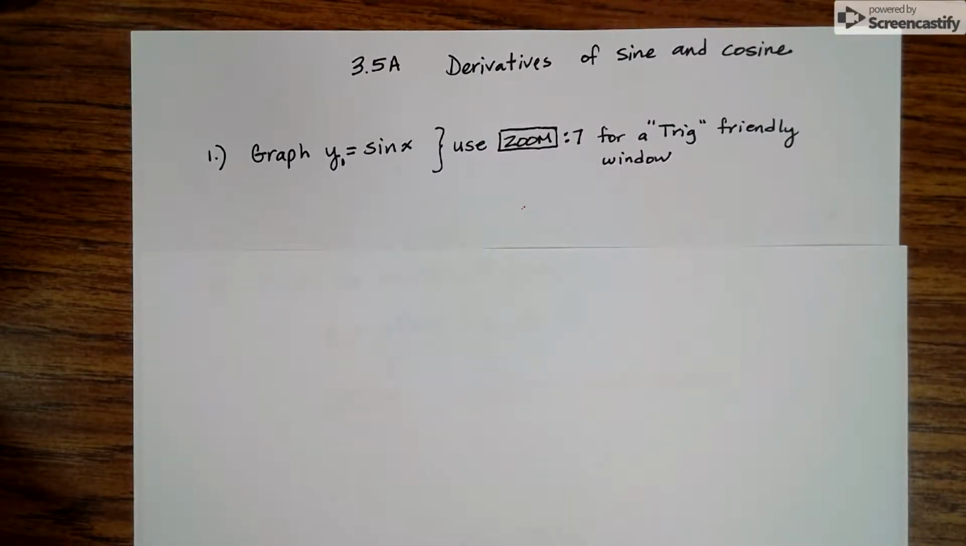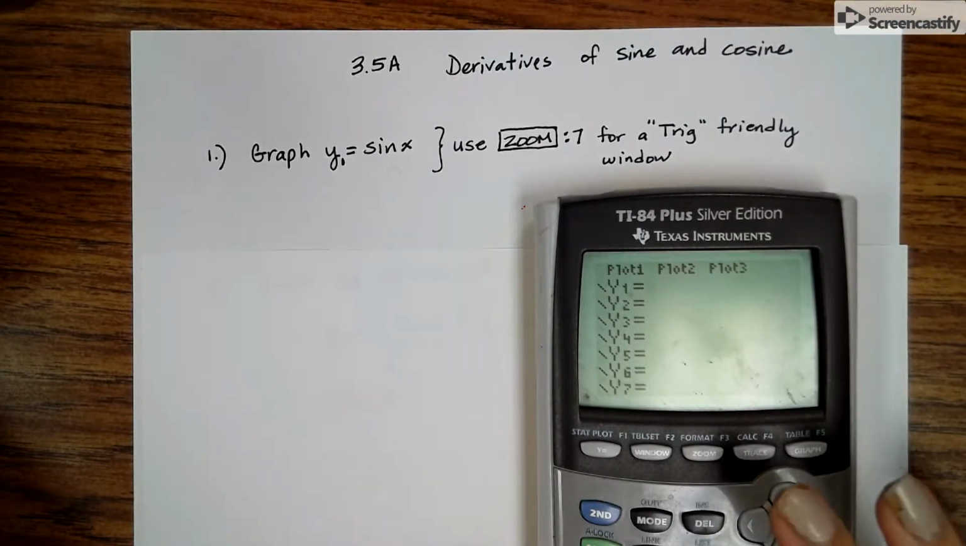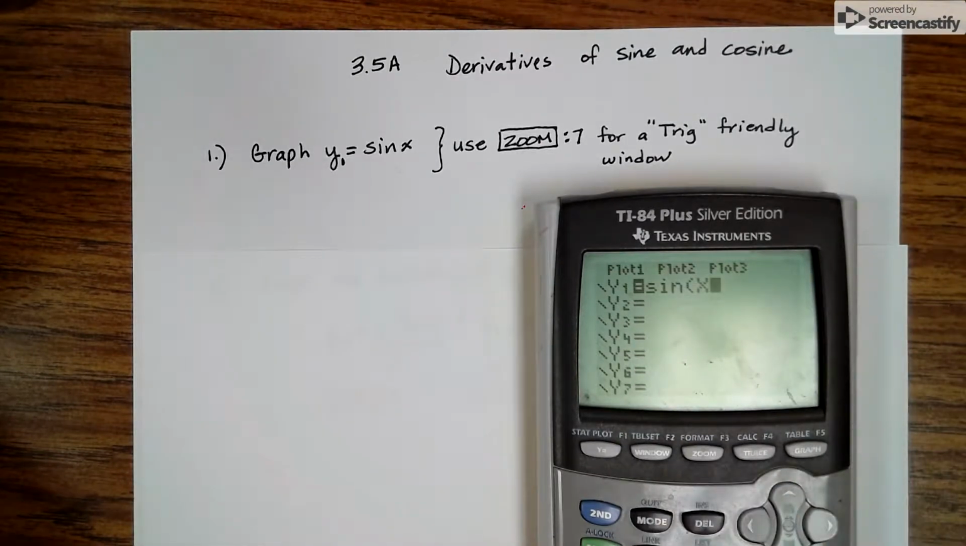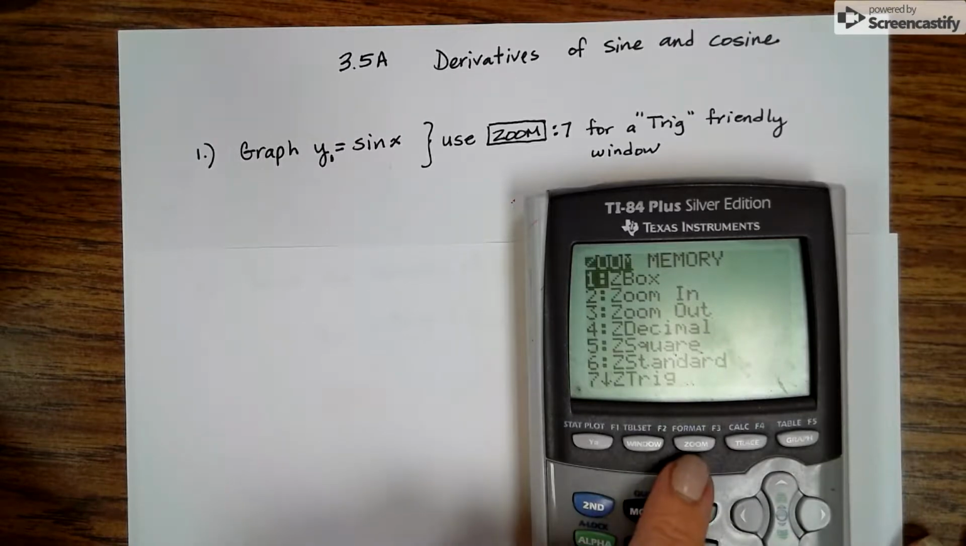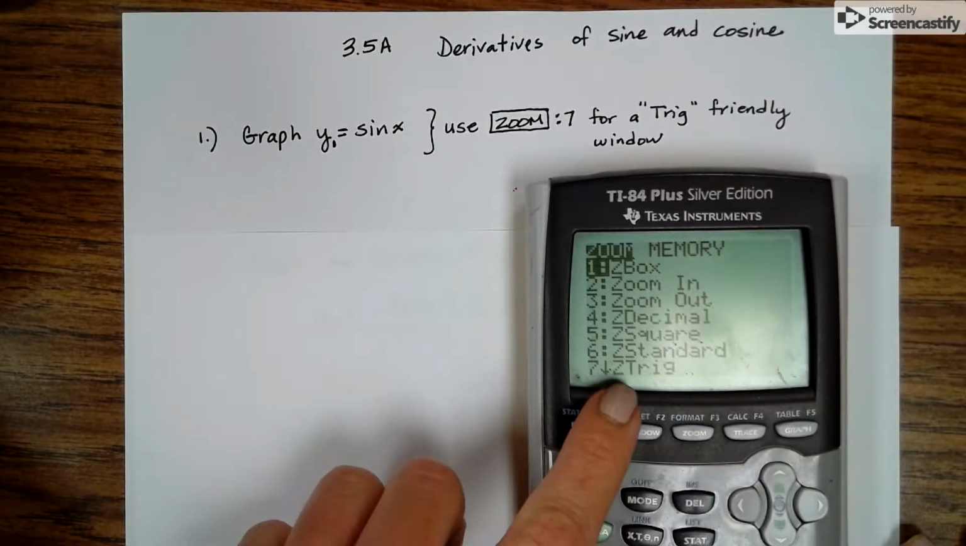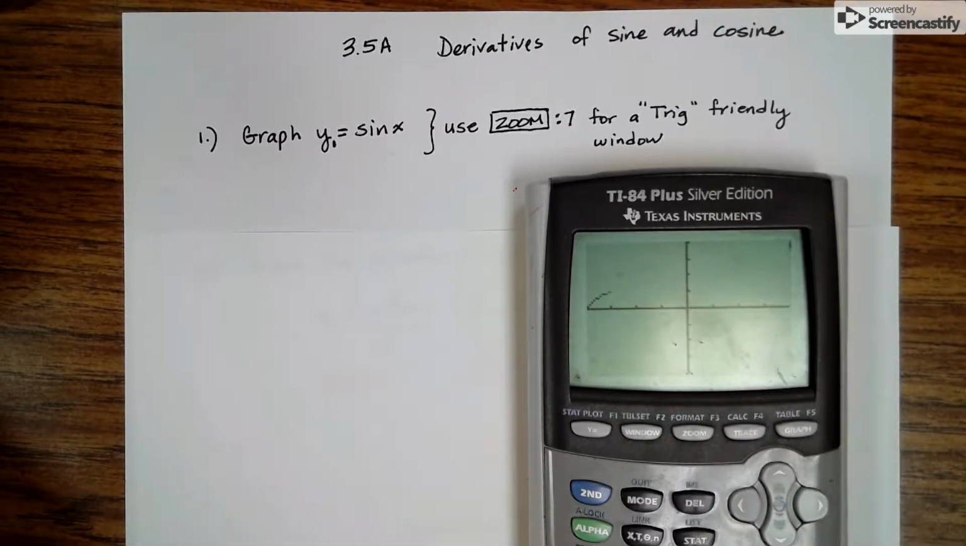Okay, so here is the screencast for 3.5a, and it is derivatives of sine and cosine. To start, we're going to put in our calculator sine x, and make sure that your calculator is in radians, not degrees. And just to help you with graphing a trig function, if you choose zoom and choose the trig feature, it will make the window trig friendly. So it'll go from -2 pi to pi. So I'll hit 7.